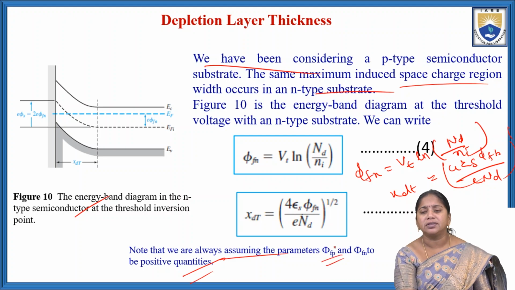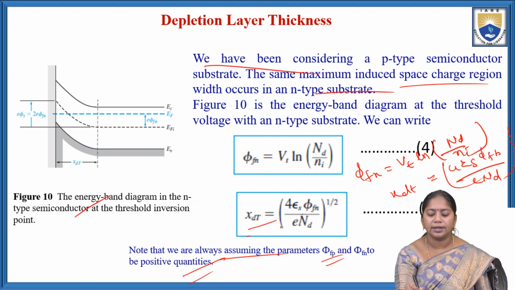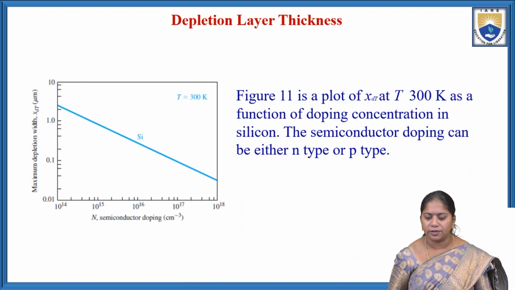Note that we are always assuming the parameters phi fp and phi fn to be positive quantities. Phi fp is related to the potential of the p-type semiconductor, and phi fn is the potential related to the n-type semiconductor. So finally x dT equals (4 epsilon s phi fn / (e Nd)) to the power of half. That is equation 5.